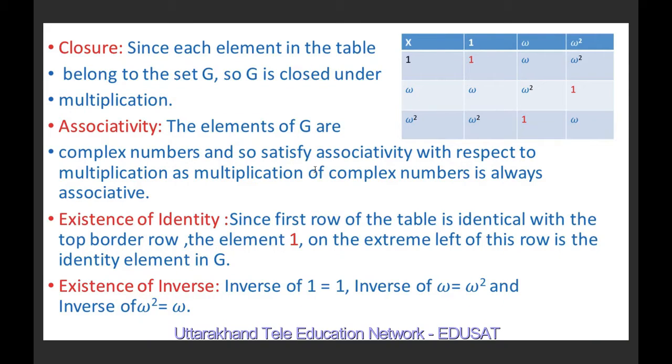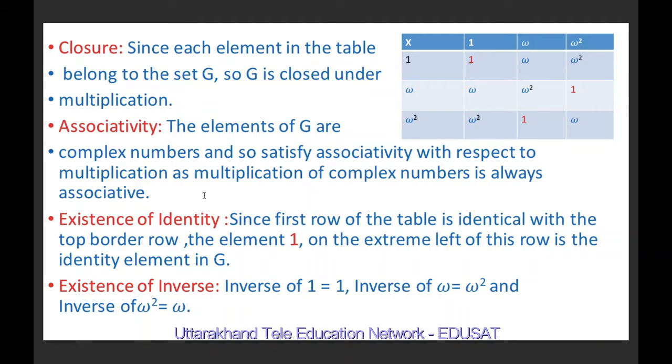The elements of G are complex numbers. So they satisfy associativity with respect to multiplication, as multiplication of complex numbers is always associative. Hence, the associative axiom is also satisfied.